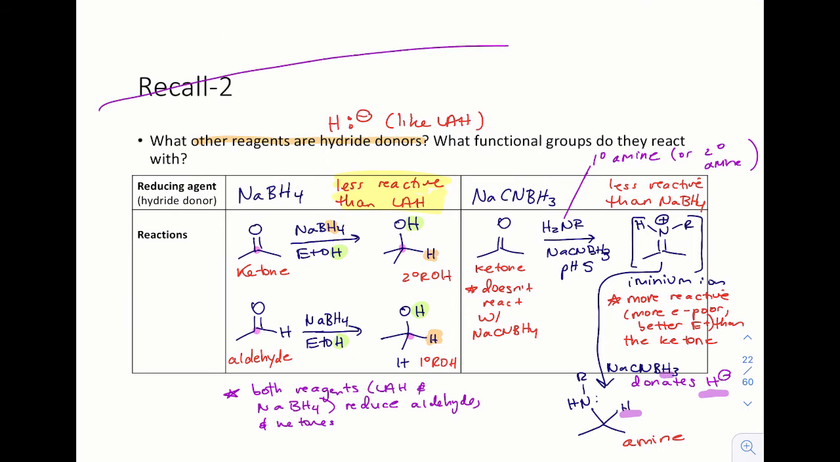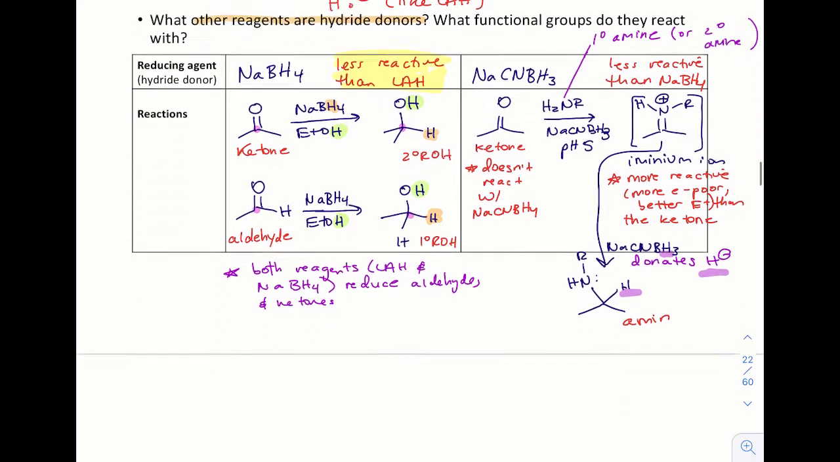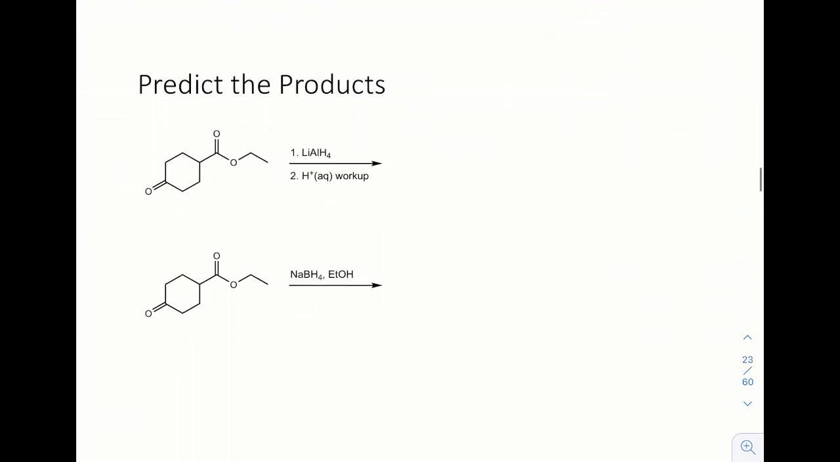And so answering the question, what are other hydride donors that we know and what functional groups do they react with? We know that sodium borohydride reacts with aldehydes and ketones, although it is less reactive than lithium aluminum hydride. And sodium cyanoborohydride only reacts with iminium ions. Once you've got it, well, let's keep going. We'll predict the products of these two reactions. Ready, set, go.